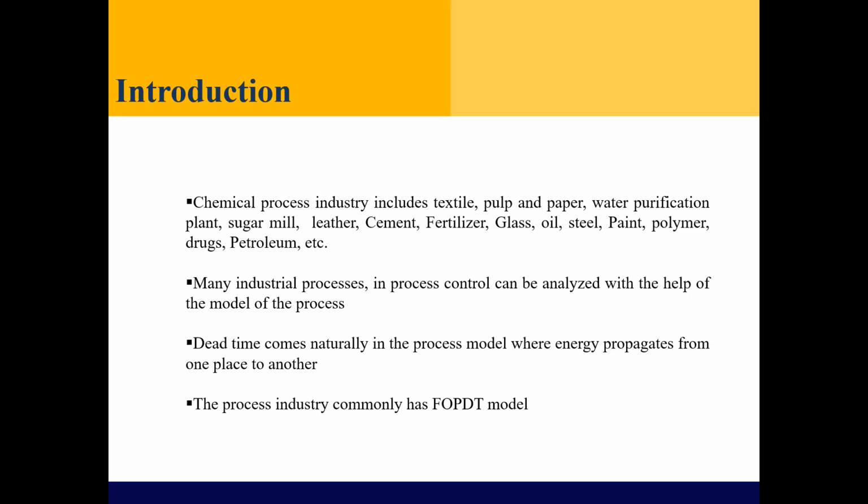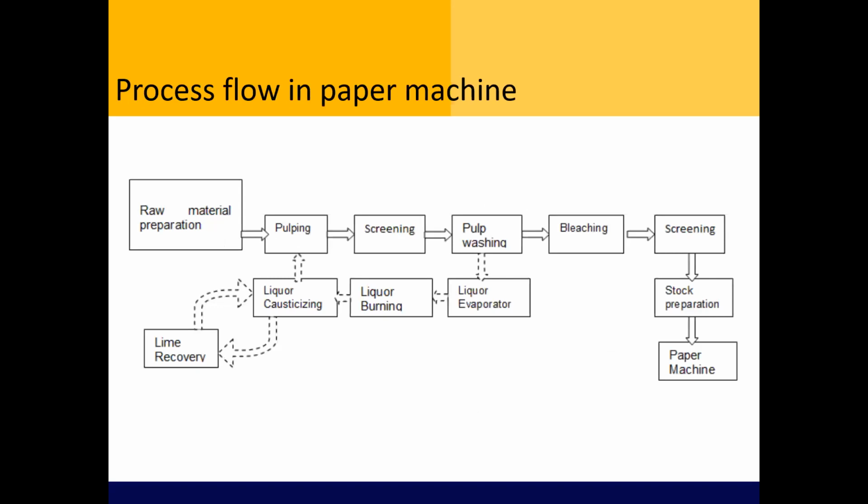So this is the process flow in a paper machine in the paper industry, where raw material is sent to the pulping section, and from there it is sent to screening. Then pulp washing is done, which is sent not only to bleaching but also to the liquid evaporator, and then to liquid burning, and liquid causticization happens in the lime kiln. After bleaching, screening, and stock preparation, finally the paper machine produces the paper.